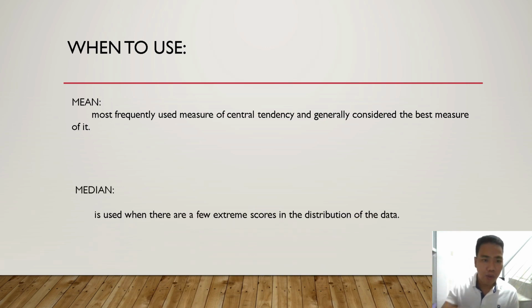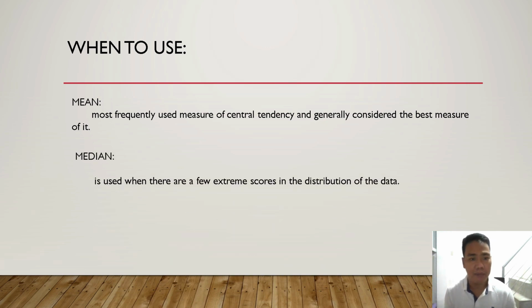The second one is the median. When do we use the median? The median is used when there are a few extreme scores in the distribution of the data. If you draw the distribution that is negatively skewed or positively skewed, wherein scores are scattered toward the highest scores, or compressed into the lowest scores, then we really use the median as the measure of central tendency.